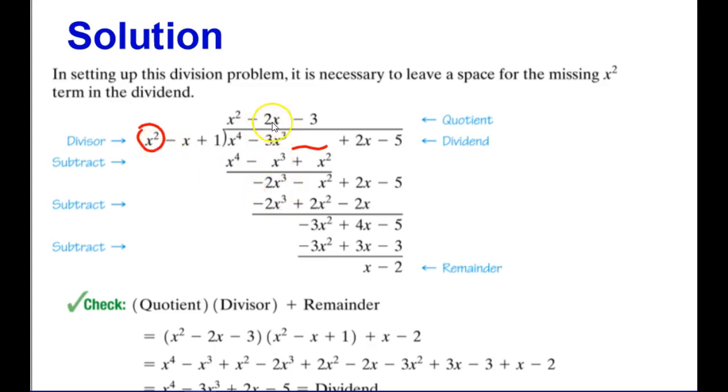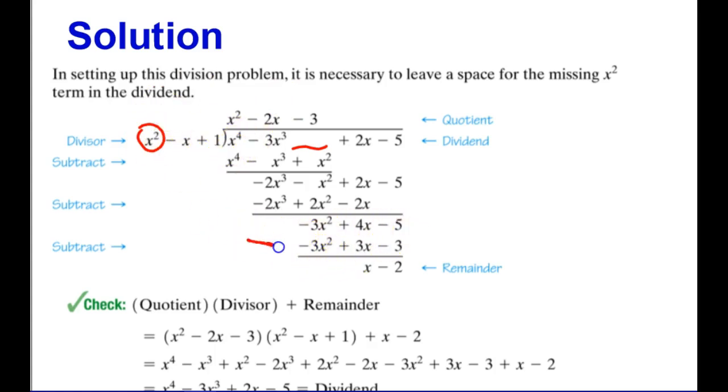Well, I know I'm going to have an x and a negative 2. So that's where this comes from. Now I can multiply this negative 2x times every term here, which will give me this line right here. Then I subtract again and bring down my pieces that I didn't have. So now x squared times what gives me a negative 3x squared? Well, a negative 3.